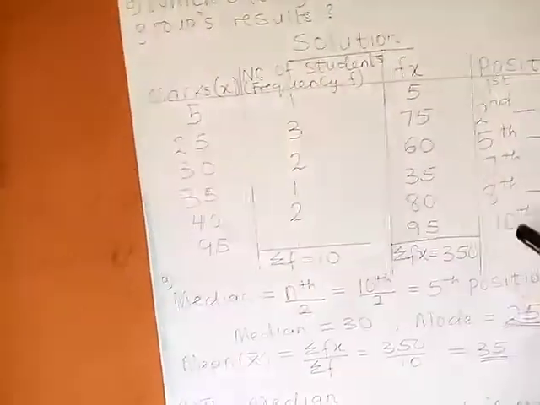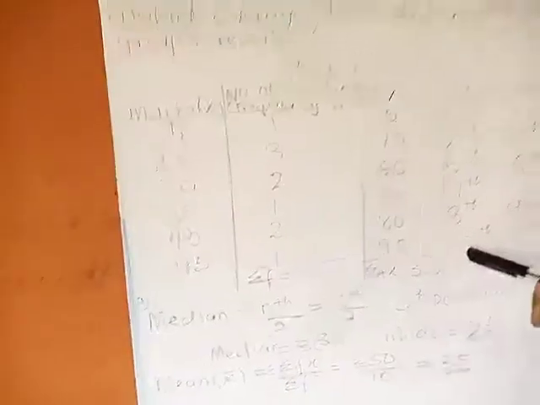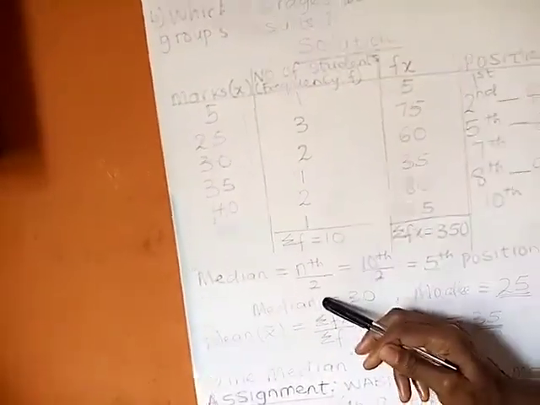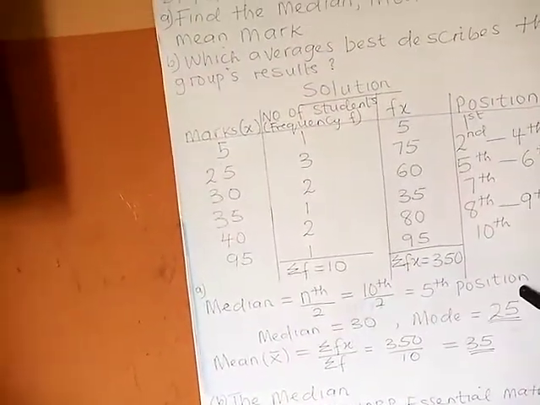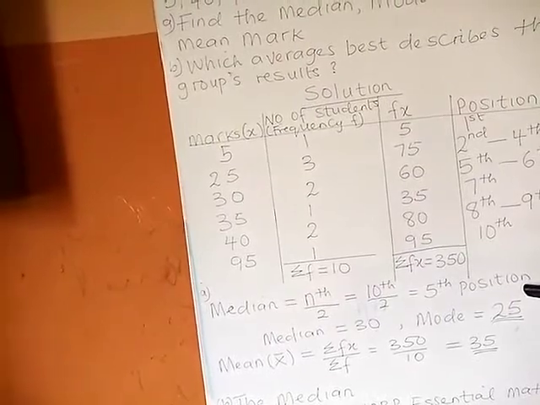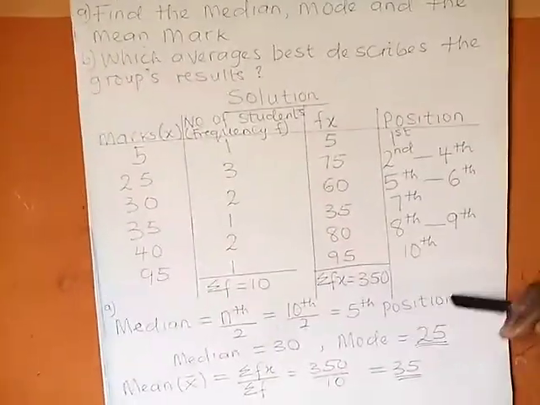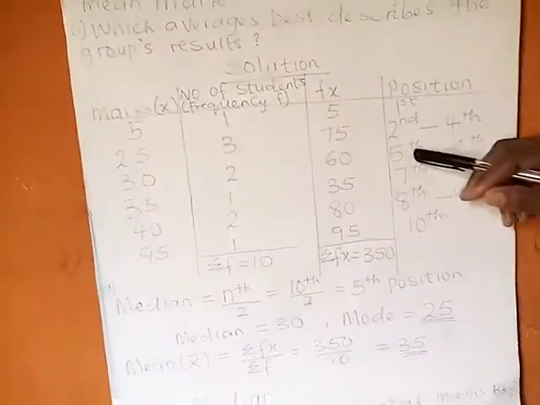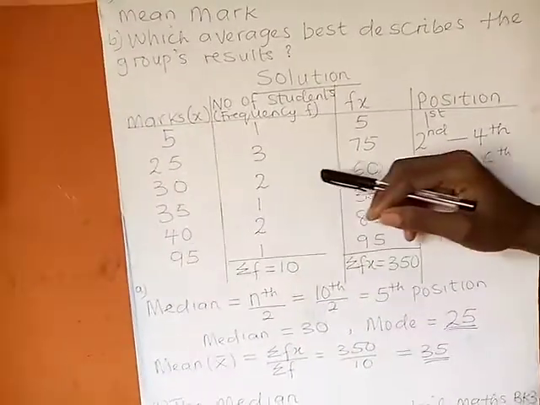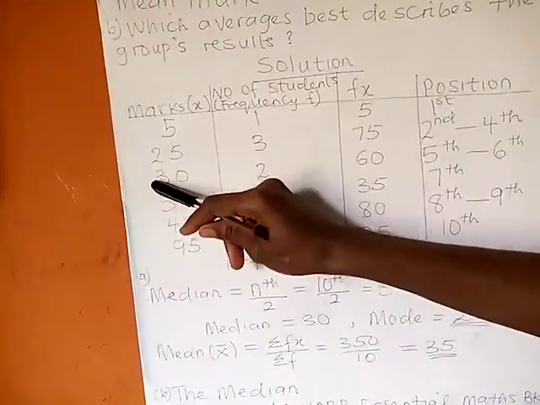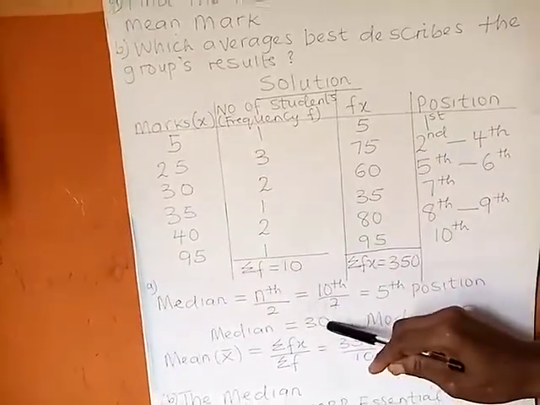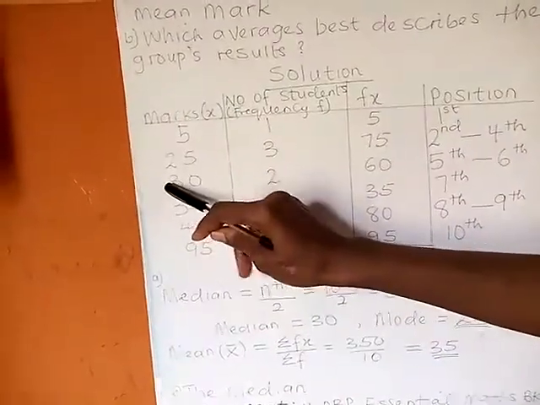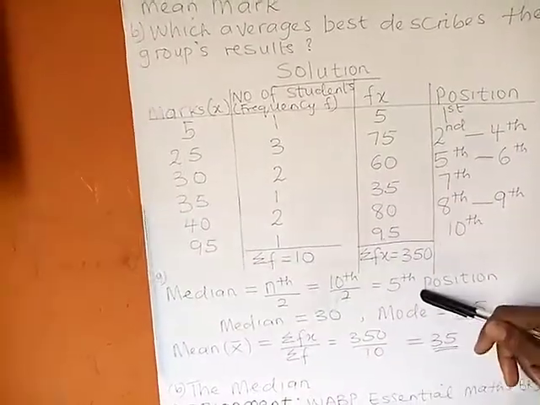Median. You can see our n here is a number that is divisible by 2, so we are going to be using n over 2. Our n is 10 divided by 2, which is the 5th position. So we'll go back to the table and look at the number that falls on the 5th position. Go to where the mark is. 30. So 30 is our median, the one that falls on the 5th position.